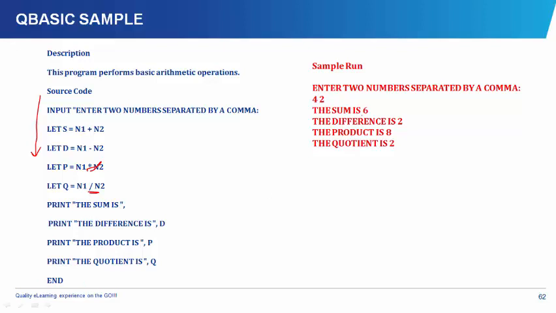This is the result of the program when it was run. As you can see here, when the computer says enter two numbers separated by a comma, the user entered the numbers 4 and 2. The computer will now give the result. The sum is 6, the difference is 2, the product is 8, the quotient is 2. That is the result of the calculations that is done in this area.